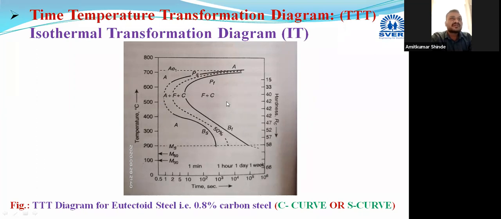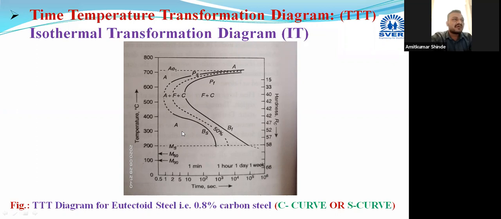time temperature transformation curve, and as it has C shape or sometimes S shape, it is also known as C curve or S curve. And as we are conducting this at a constant temperature, whichever transformation is occurring, it is occurring at some constant temperature. Hence, it is termed as isothermal transformation diagram. TTT diagram, that is time temperature transformation diagram, or it is also known as isothermal transformation diagram, or it is also known as C curve or S curve.